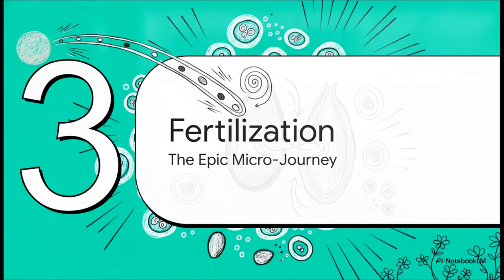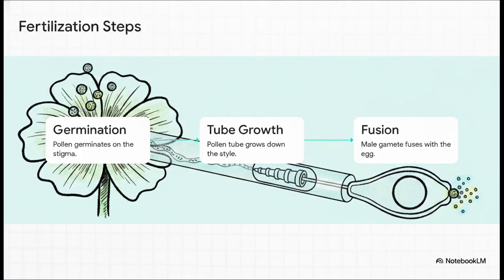Which brings us to part 3, fertilization, making the seed, the epic microjourney. Okay, so once that pollen successfully lands on the sticky stigma of a compatible plant, the real quest kicks off. It doesn't just fall in. The pollen grain actually germinates right there on top and sends out this tiny microscopic tube. And this pollen tube physically grows downwards. It tunnels entirely through that long tube-like style, carrying the male gamete until it finally reaches the ovule, nestled safely inside the ovary. It's honestly like a highly targeted, microscopic drill.